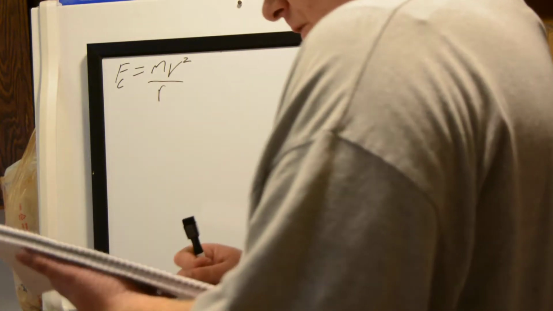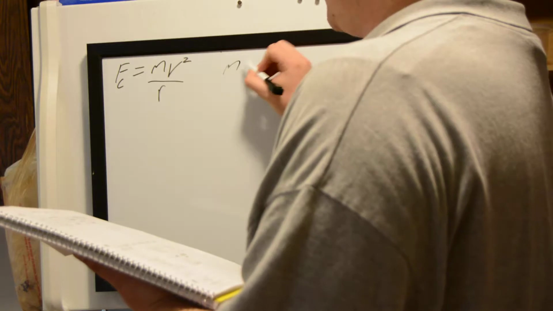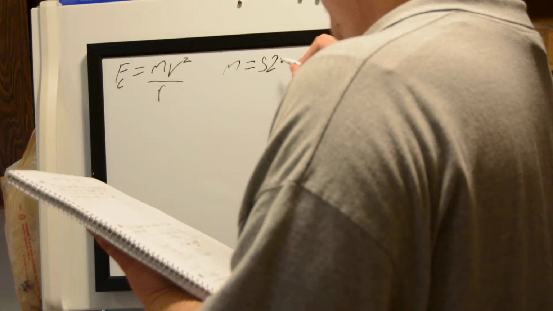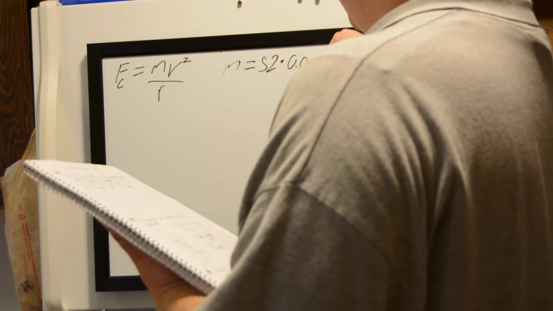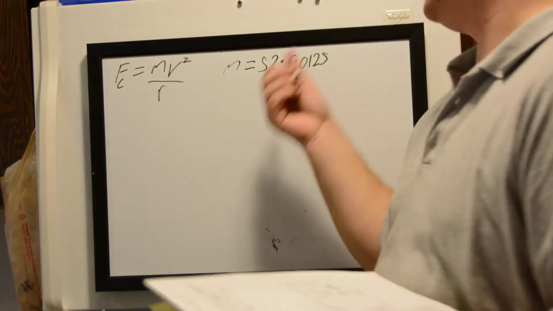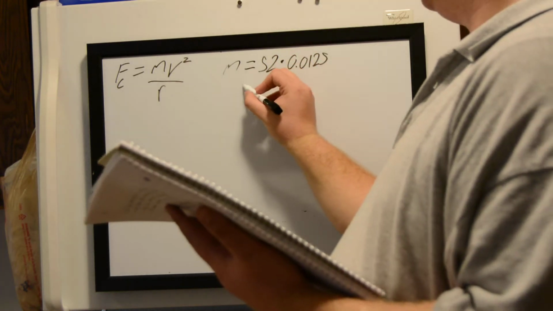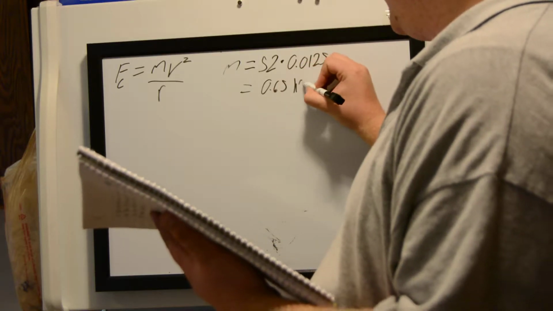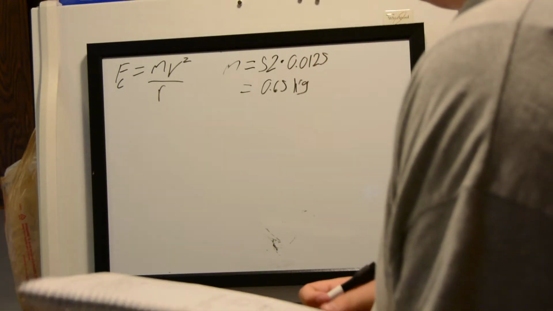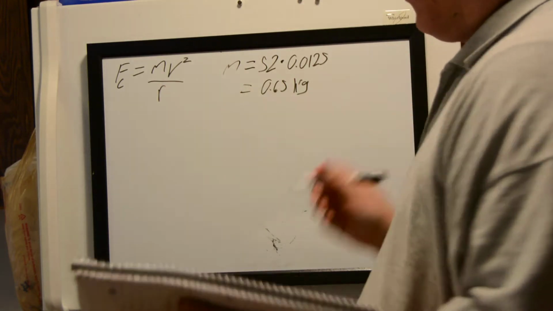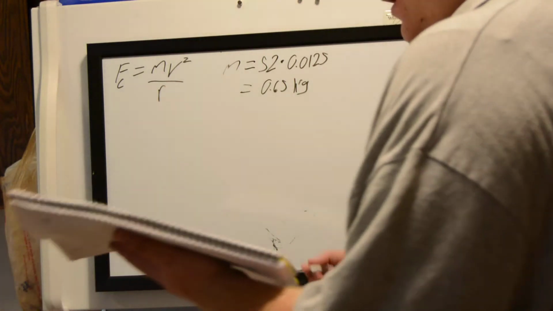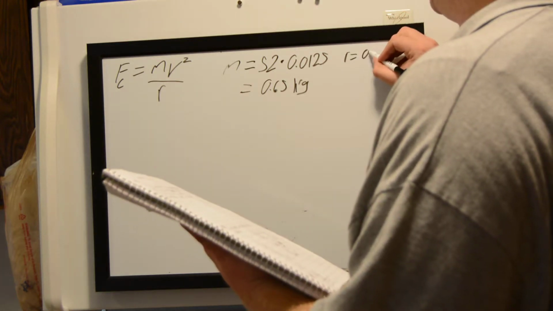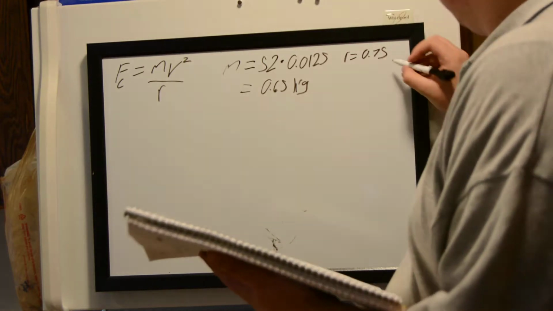So first we need to find out what the mass of each hand is. That's pretty easy since we're given that she has a mass of 52 kilograms and each hand is 1.25% of her total weight. So then that comes out to be 0.65 kilograms. And then we want to define our radius. We already know that her arm span, or the diameter, is 1.5 meters. So the radius is simply half of that, which is 0.75 meters.